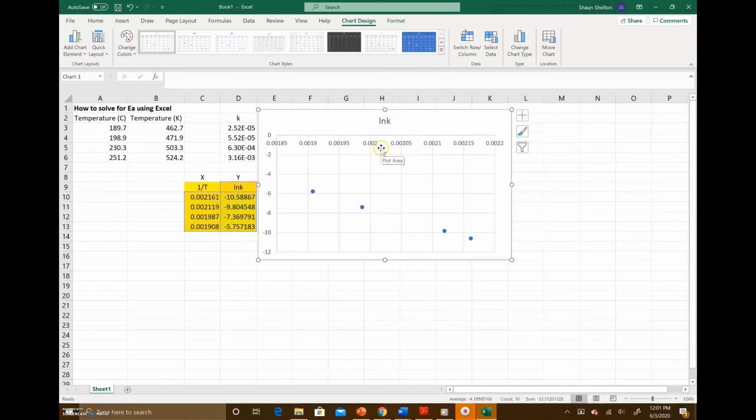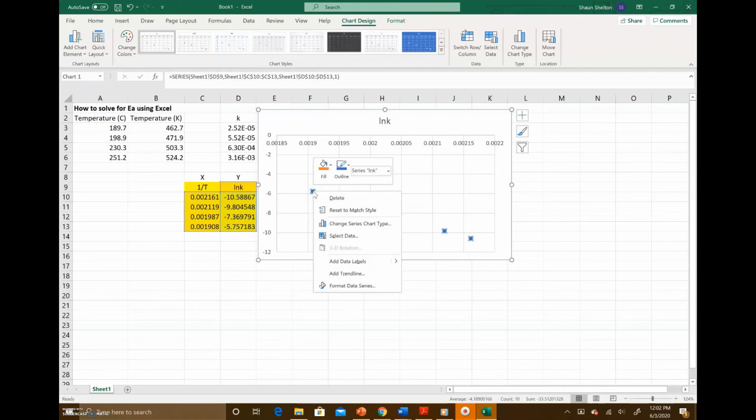What we need to do now is get the best fit line from the graph so we can figure out the slope. You need a slope to be able to solve for the activation energy. Now, I'm just going to select this data point here. You can pick any data point that you want. I'm going to hold my cursor over it and right click.